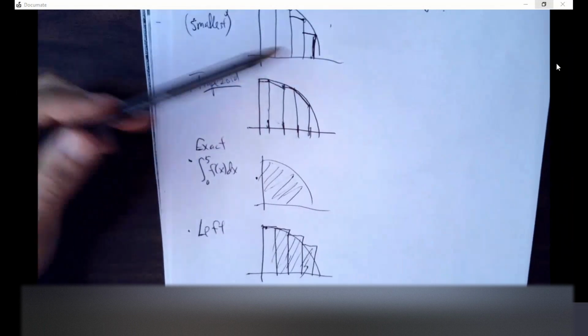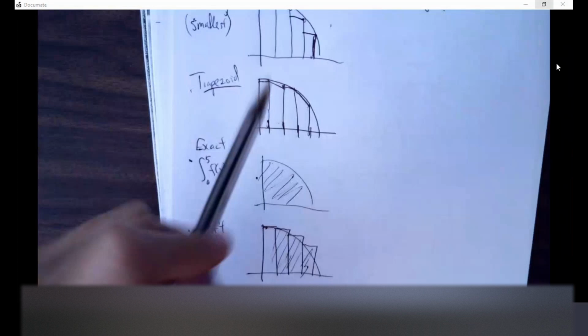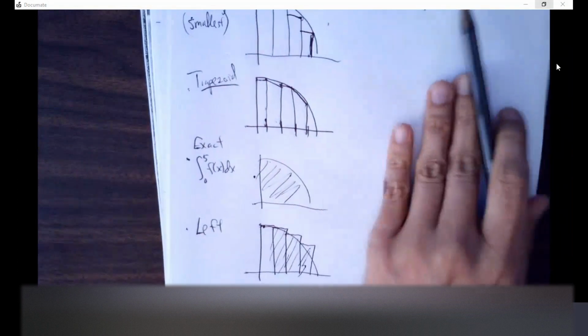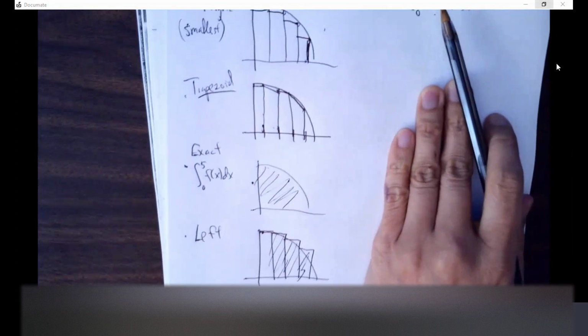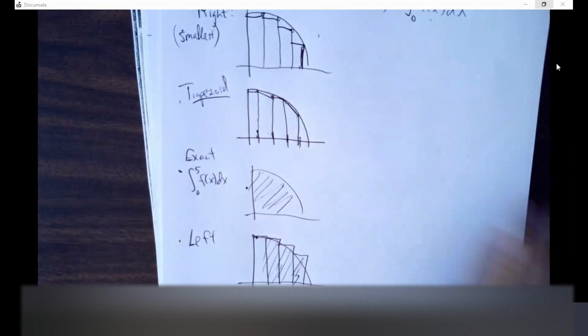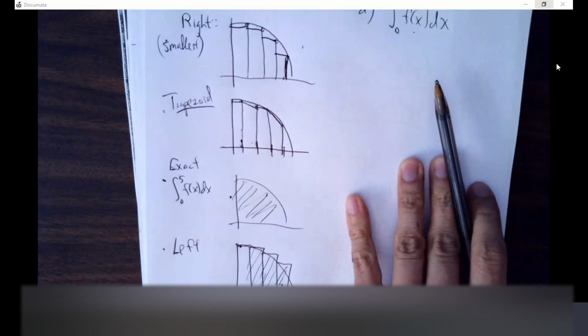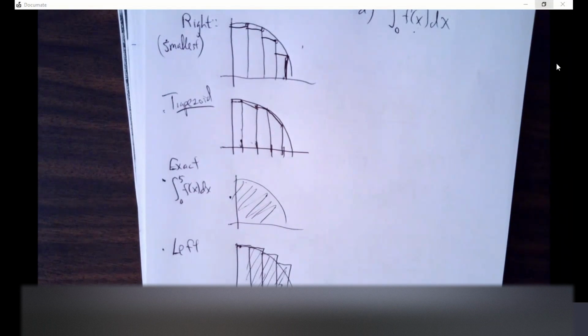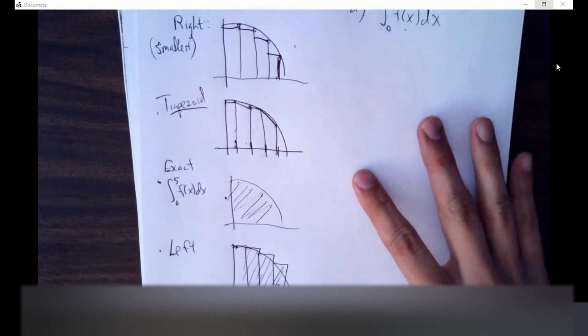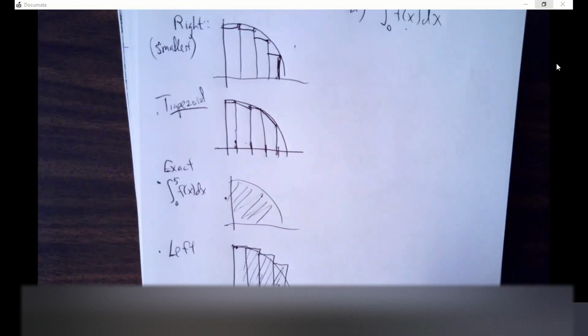But you know, there's none of these you want to memorize. You want to just sketch the graph and then convince yourself what the approximation is in relation to the exact area. Okay, does that help a little bit? Yes, it does. Thank you.